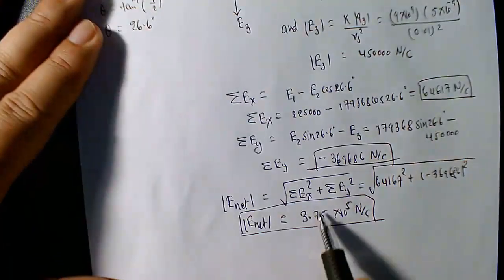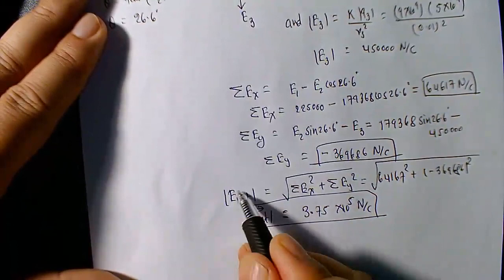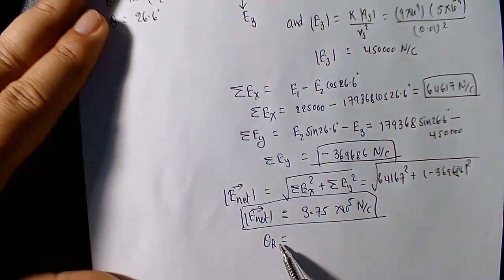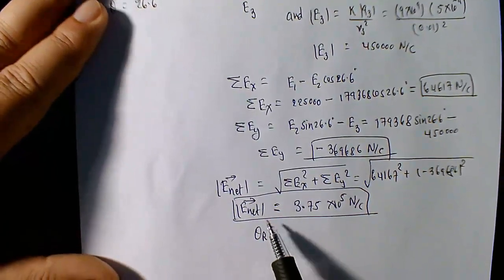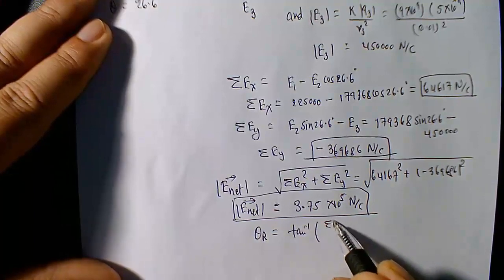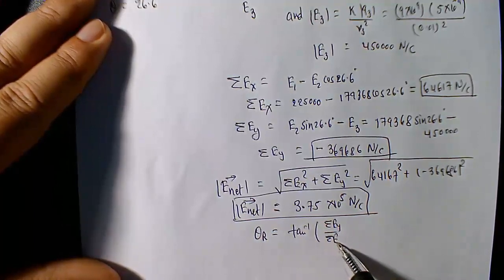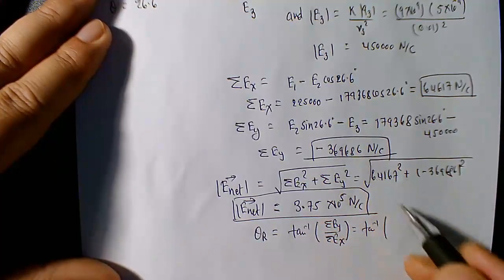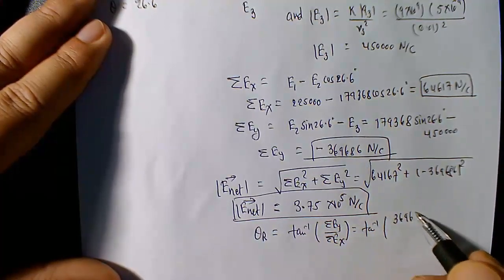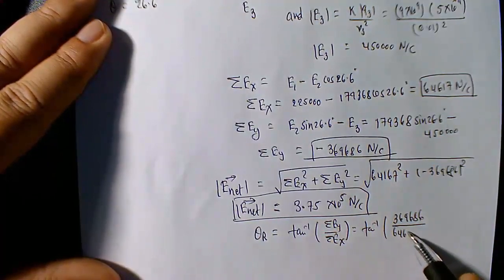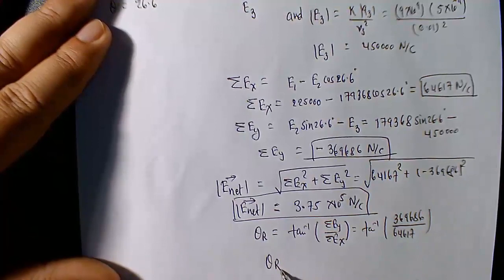But what's the direction of this field? Because it's a vector quantity. Theta r is the angle made by this net electric field with the x direction, which is inverse tan of the sum of the y over the sum of the x. Just put the magnitudes: 369,686 divided by 64,617. So theta r, if you do that, is 80.1 degrees.